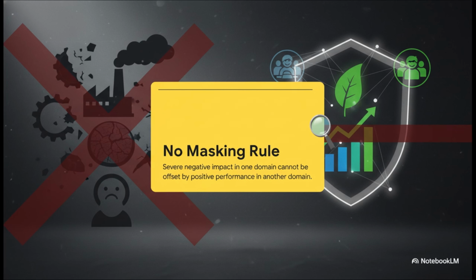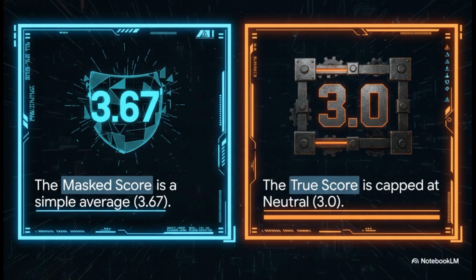And that is governed by the no masking rule. It simply dictates that a severe negative impact in one domain absolutely cannot be offset or concealed by positive performance in another. A great score in financial prosperity doesn't cancel out a human rights violation. You cannot hide severe degradation behind a high score somewhere else. If you just average things out, you get what we call a masked score.